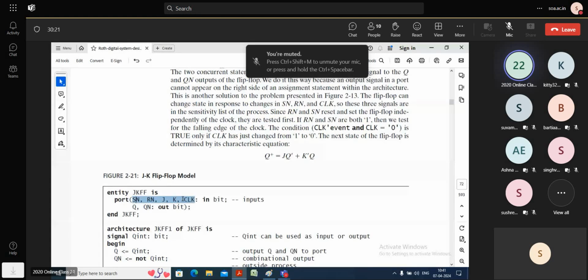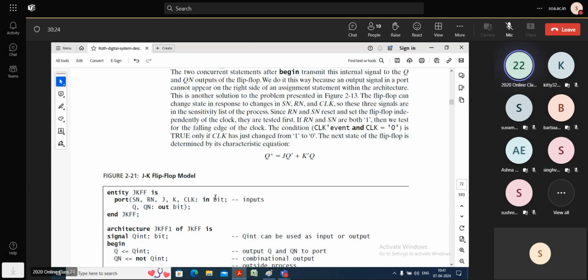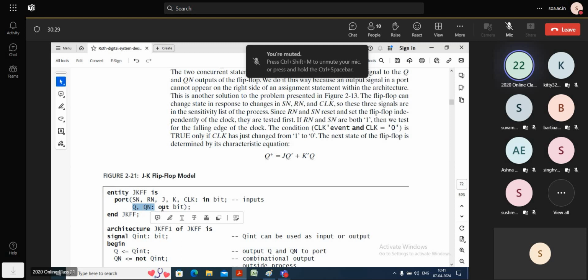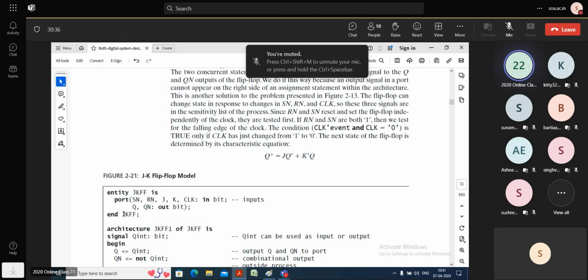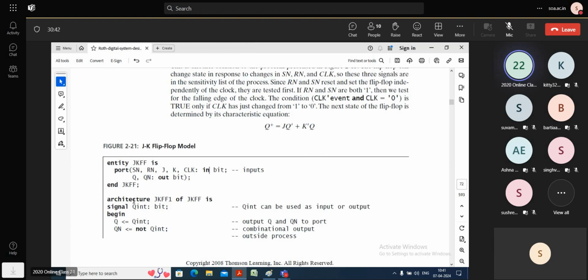So all these are inputs: mode is in, type is bit. And Q, QN are output signals, so mode is out, type is bit. And this is the end of this entity. Entity name is JKFF. Then you have to describe the architecture. So you write the architecture keyword, then the architecture name, let's say JKFF1 we have given. Then the of keyword, then the entity name, JKFF, then the is keyword.